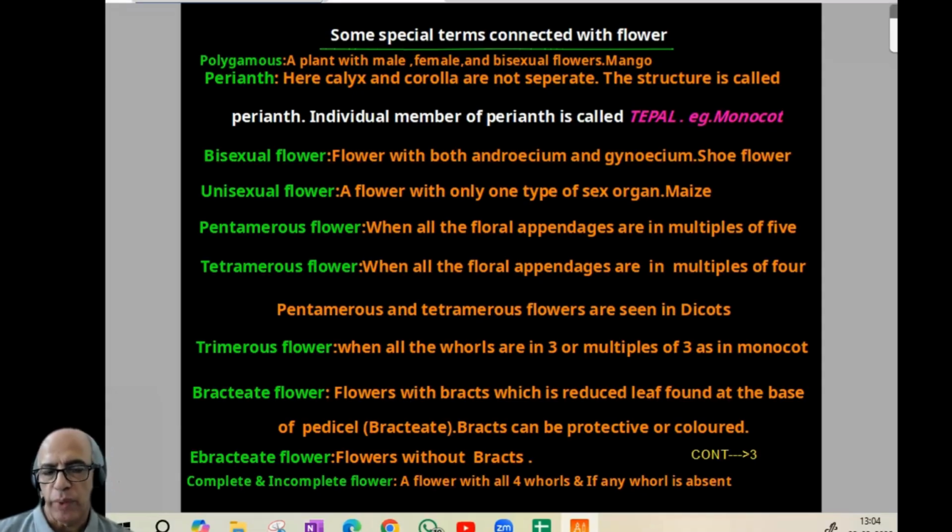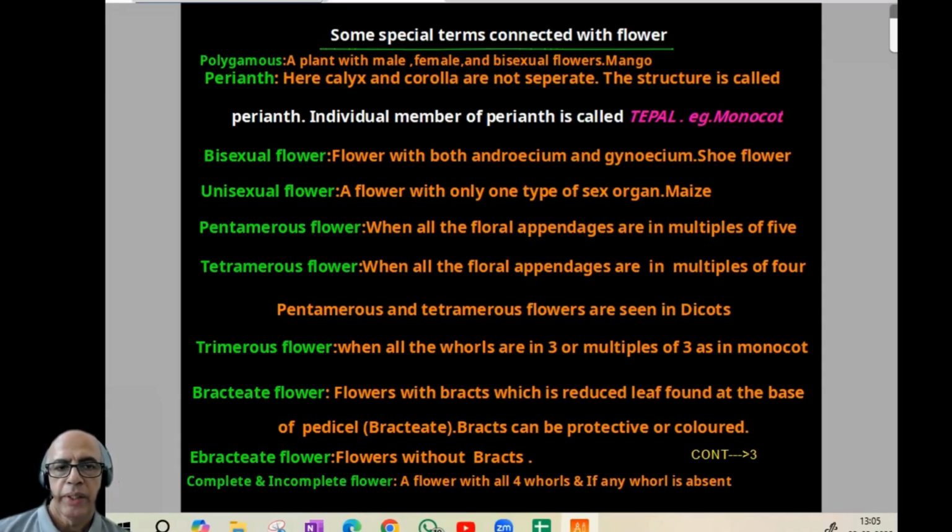Now, bisexual flower: a flower with both androecium and gynoecium, as in shoe flower. Unisexual flower: a flower with only one type of sex organ, as in maize. Now, pentamerous flowers, when all the floral appendages are in 5 or multiples of 5. Tetramerous flower means when all floral appendages are in multiples of 4. Pentamerous and tetramerous are commonly seen in dicots. Now comes trimerous, when all the whorls are in 3 or multiples of 3, as in monocots.